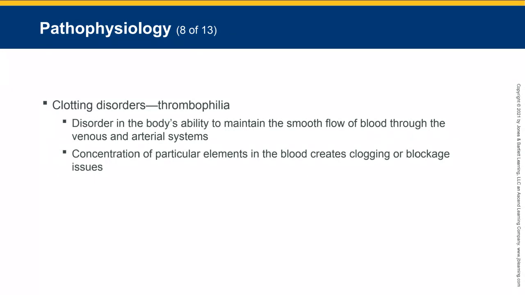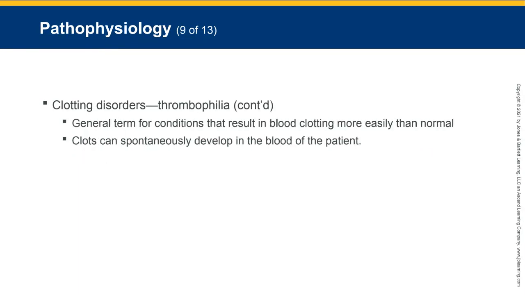Now let's look at clotting disorders. Thrombophilia. Disorder in the body's ability to maintain the smooth flow of blood throughout the veins and the arterial system. The concentration of a particular element in the blood creates clogging or blockage issues. Still on thrombophilia, general term for conditions that result in blood clotting more easily than normal. So these patients have too many clots in the blood.